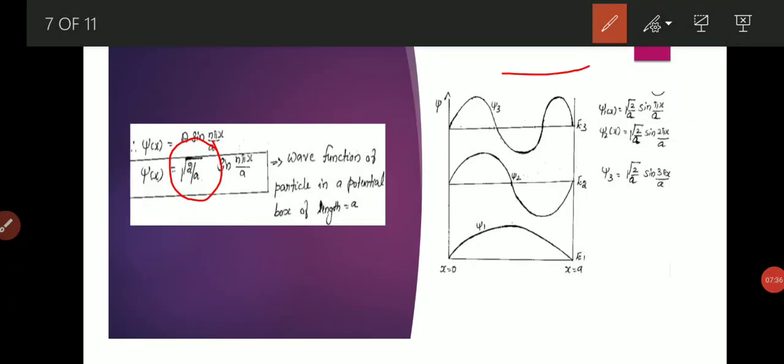This figure shows the wave functions of a particle confined to a box with rigid walls. Here psi 1, psi 2, psi 3 are the wave functions of the particle inside the box.